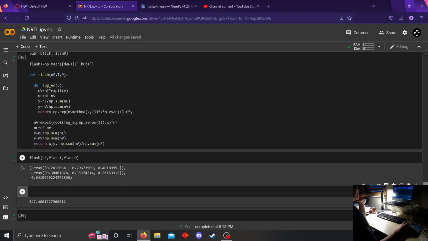Okay, so after checking our professor's work real quick, this is correct. This 0.642 is correct. So after the flash calculation, this is the fraction of vapor that's in our system. And this gives the compositions in the liquid and in the vapor phase.